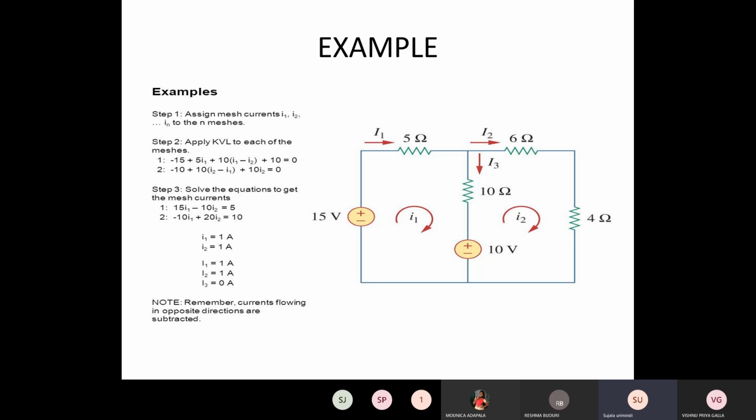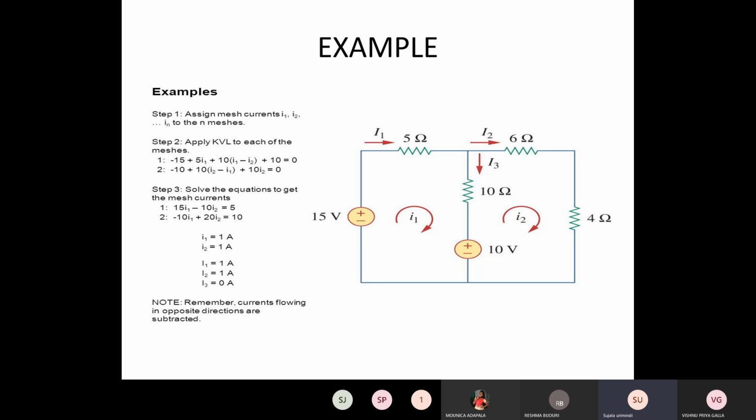So for entering will be plus, leaving will be minus. Like that, you have to assume the sign, and first you have to observe how many loops are there. Second, you assume the polarities. How do you assume the polarities? For entering will be positive, leaving will be negative. And the third thing, you have to write down the equations.